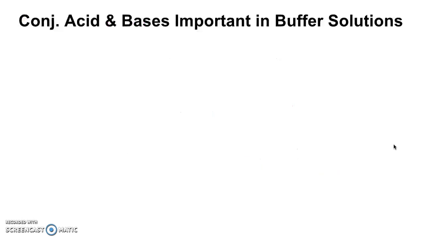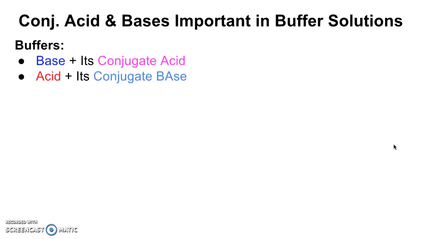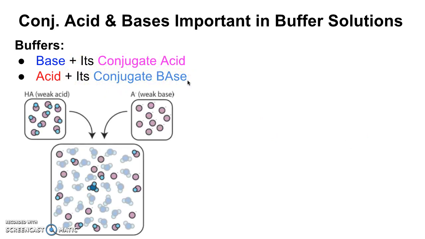All right, now that you have the basics of conjugate acids and bases, you're probably trying to figure out why they are important. In this unit, we're not going to really use them too much more, other than identifying them. But later on in the year, they're important for what's called buffers. So buffers are made by a base and its conjugate acid, or an acid and its conjugate base. If you mix a weak acid and its conjugate base together, they form a buffer solution. Or a weak base and its conjugate acid will form a buffer solution.